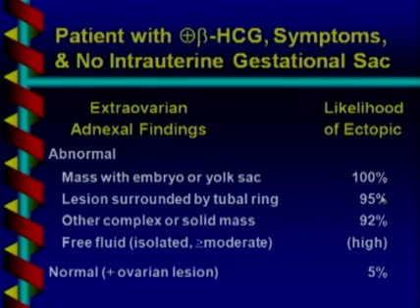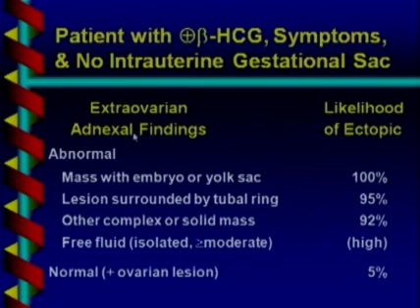And importantly, as you can see from the left-hand heading of this chart, the likelihood of ectopic depends on the extra-ovarian adnexal findings, the findings in the adnexa outside the ovary. And why is it important that it's outside the ovary? Well, in a patient with a positive pregnancy test, anything inside the ovary is likely to be a corpus luteum, so it is largely irrelevant. But what's very relevant is what we see in the adnexa outside the ovary. Again, this is all, as you can see in the heading, in a patient with a positive pregnancy test, symptoms, and nothing in the uterus.